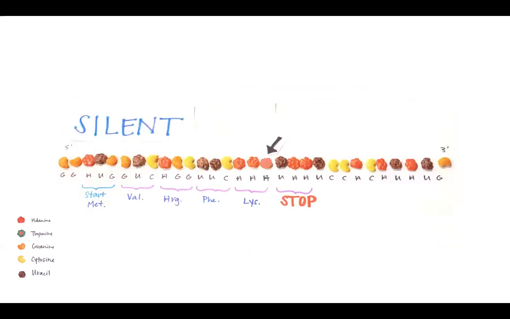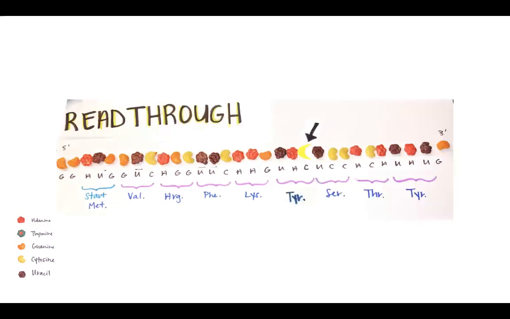Next, we have a silent point mutation. And this is where, even though we're adding in this adenine nucleotide right here, we're still going to get the same lysine amino acid that we got before. So you're just basically staying within the same amino acid. You're not changing.